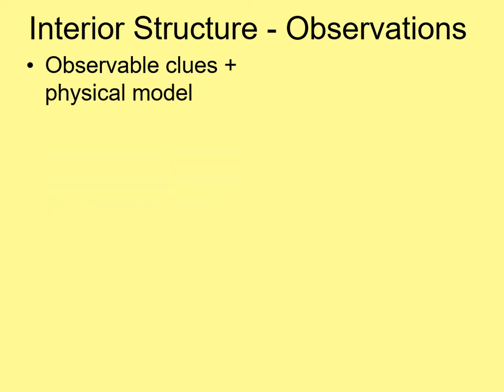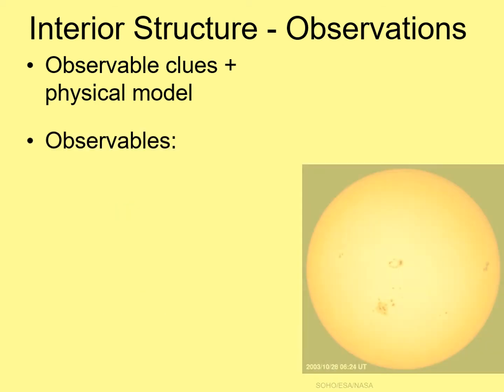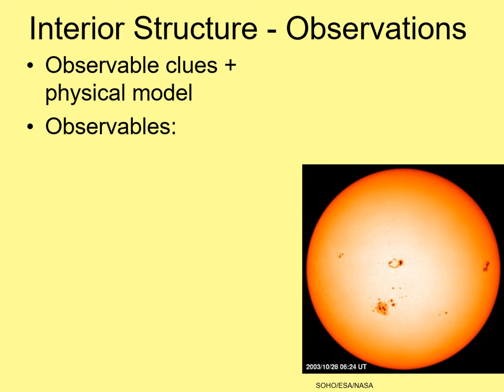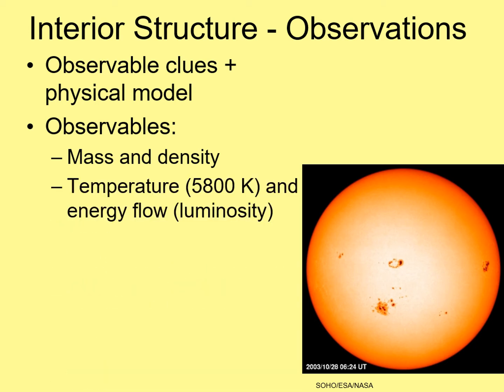We can't see directly into the sun's interior, but that doesn't stop us from figuring out what it's like inside. We can combine the things we can directly observe along with our understanding of the physics of matter and energy to get a clear picture of what the sun's interior is like. There are several types of observations we can make about the sun's interior. These include its mass and density, which sets basic limits on what it's made of. We also know its surface temperature and the amount of energy flowing from its interior.